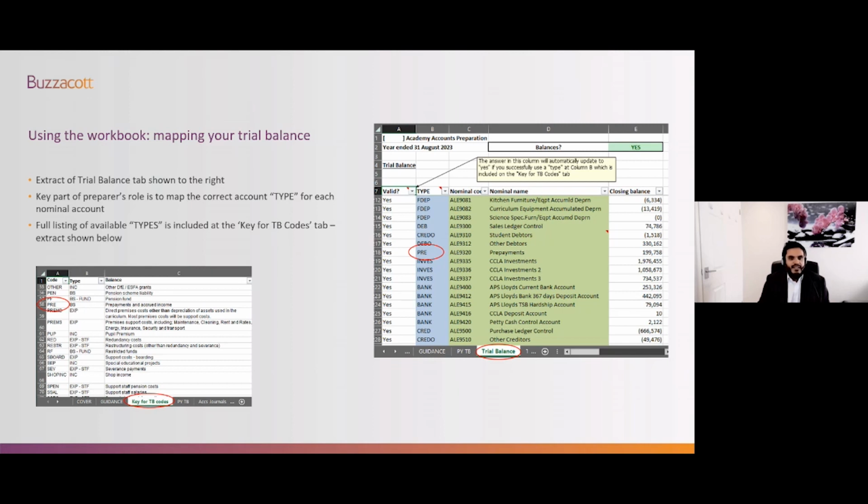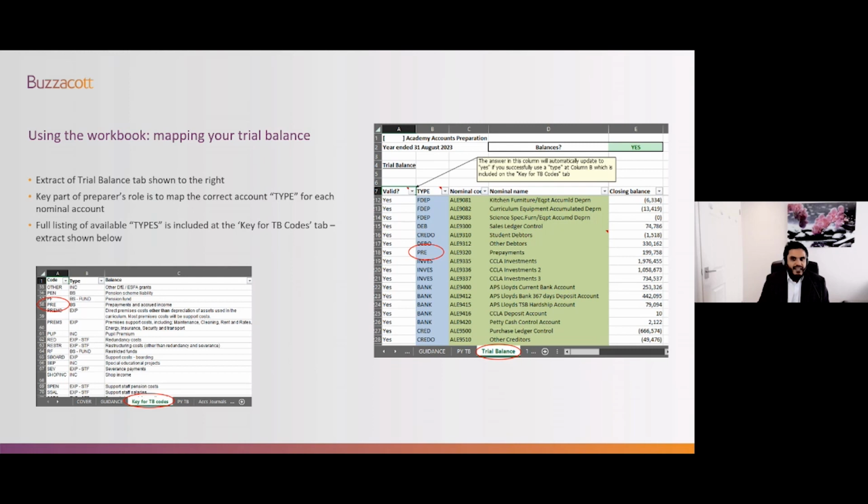So taking prepayments as an example, you would check the Key for TB codes tab to find the most relevant type for prepayments, which in this instance are the letters PRE or pre. And if you've successfully entered a type which is included in that predetermined list, column A of the trial balance tab will automatically update to say yes, confirming that that type is valid. If you've made up your own letters or used an incorrect type, column A will say no to indicate that the type that you've used is not valid.